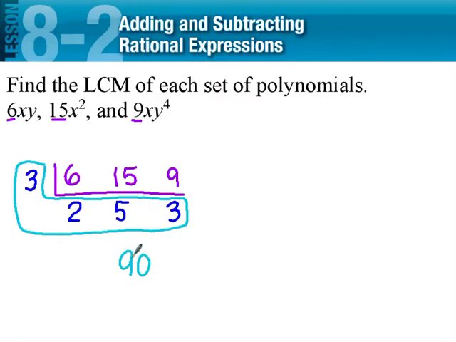Now what I'm going to do is look at the variables. In order to find the LCM of the variables, it's just going to be whatever the highest power is. The first variable I have is x. I have an x here, an x squared, and an x. What's the highest power? X squared. So that's the LCM of those. And then I have a y, nothing, and a y to the fourth. What's the highest power? Y to the fourth. So that is the LCM. It's whatever the highest power of the variable is.